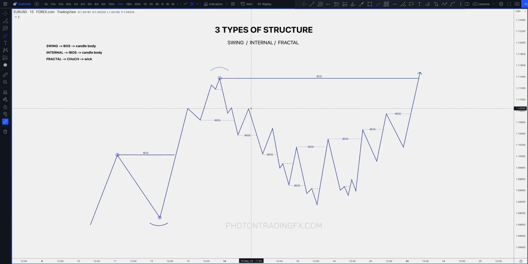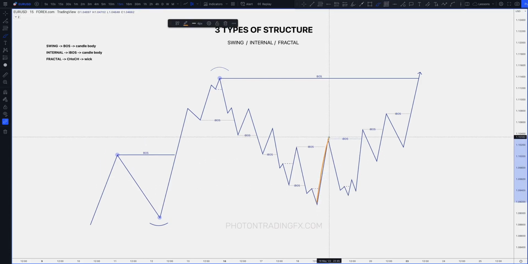Now, you can also apply the strong and weak high and low concept to any form of structure if you want, right? So we can start to apply it to the internal structure as well, okay? So one way to think about this is, let's say we come into our level that we just talked about. We get our bullish IBOS to the upside, right? So we break the bearish internal trend. So now the internal structure is now bullish, right?